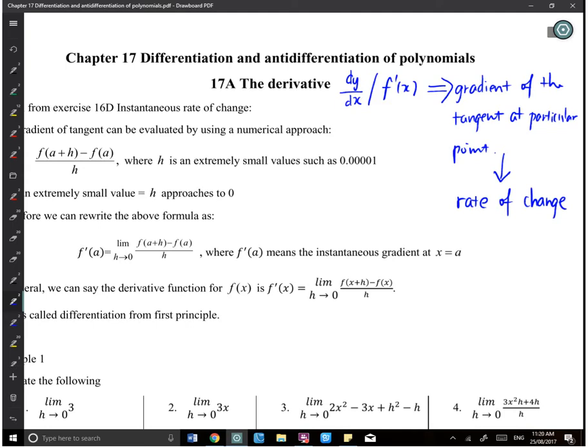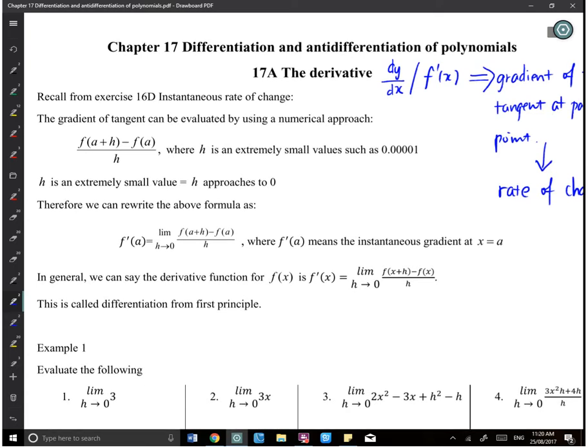So dy/dx is the gradient of the tangent, and the gradient of the tangent tells you the rate of change at that particular point. So you need to understand what you're looking for now: we're looking for change, the rate of change. How the y value changes according to each unit of x change. That's the meaning of rate of change.